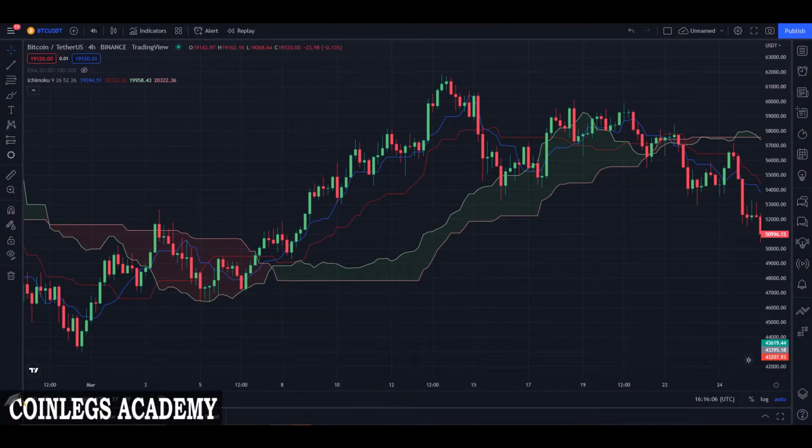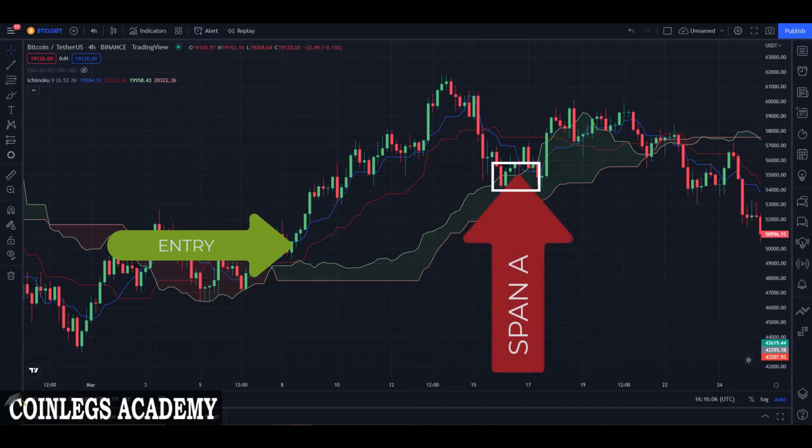You can also set your stop loss by using the Ichimoku indicator. Now let's say you saw this signal and took a long position here. You can set your stop loss using the Ichimoku Cloud. When the price hits here, your stop loss will be active.